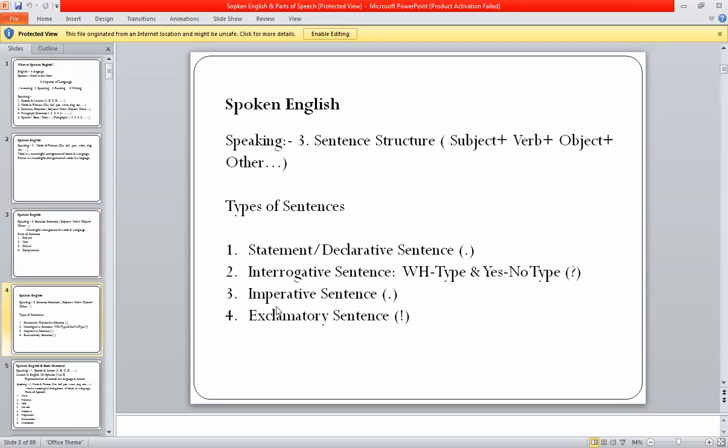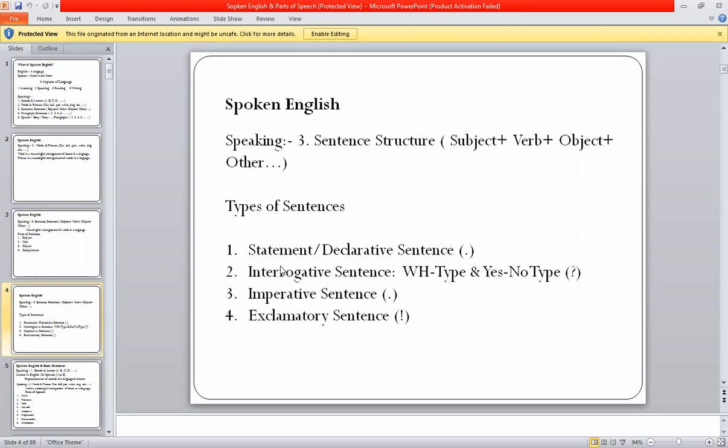Then after that, there are different types of sentences. Sentences are of different types. And what are these types of sentences? There are different types of sentences.